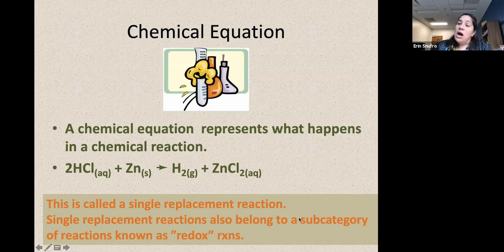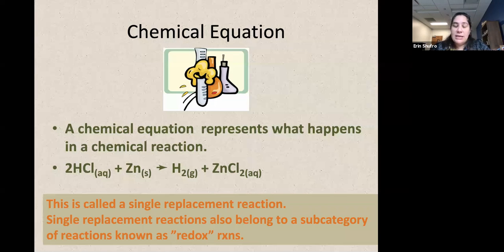We're going to talk in a little while about something called redox reactions, which is short for oxidation reduction reaction. Single replacement reactions also belong to a subcategory of reactions known as redox reactions. When we start talking about redox reactions, you're going to have to understand the valence electrons that we talked about in the previous chapter, because this depends heavily upon valence electrons.